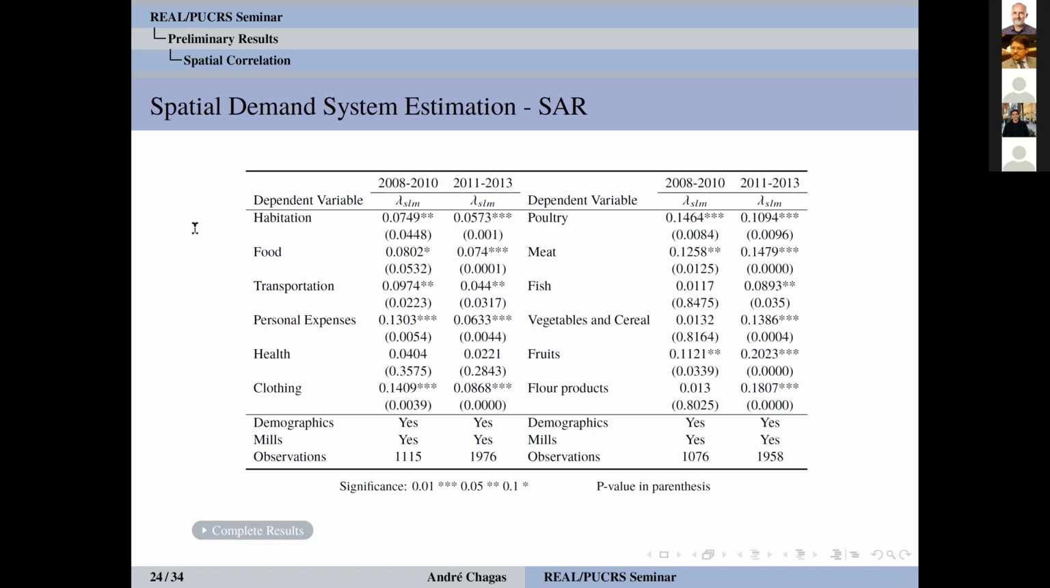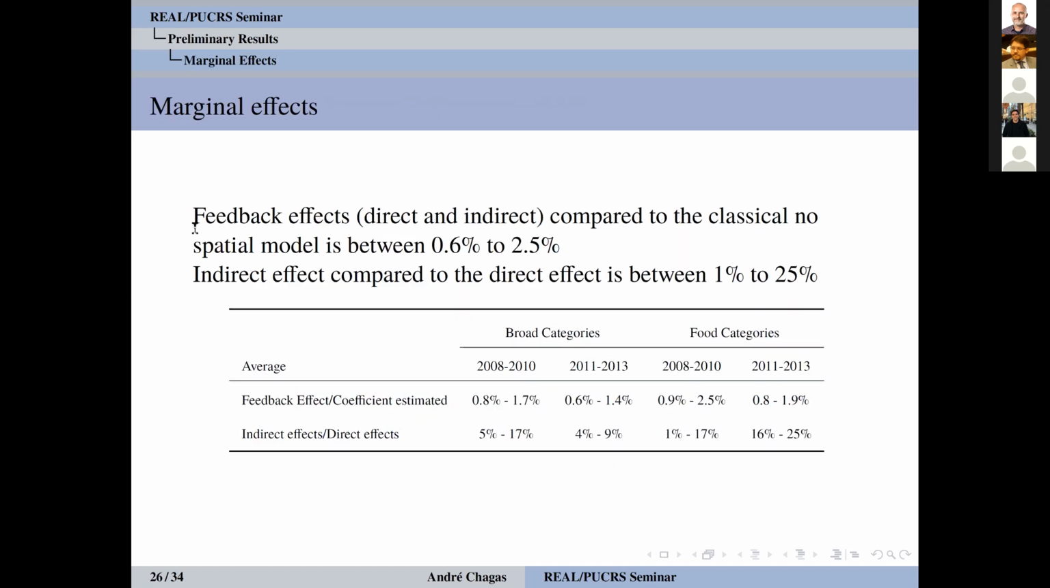What is the estimation if I use only the traditional effect and not the spatial effect? In general, looking at the feedback effects, the direct and indirect effects, compared to the classical non-spatial results, the difference in the coefficient in the marginal effect is between 0.6 and 2.6%.